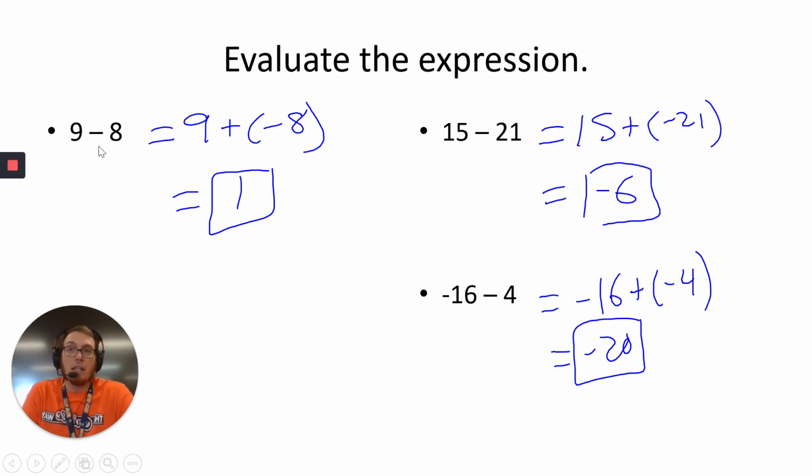So 9 minus 8, I keep, change, change, make it plus negative 8, and the answer is 1. Obviously, we already knew that. It's going to be more helpful on questions like these ones. So for example, this bottom one, negative 16 minus 4, keep, change minus to a plus, change 4 to a negative 4. And now I'm really adding 2 negatives, and I get negative 20.